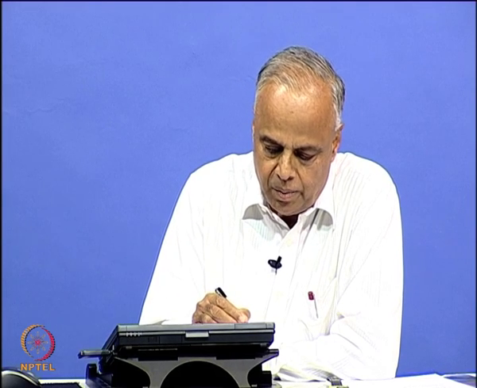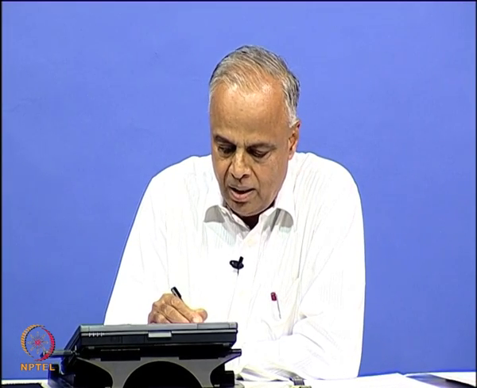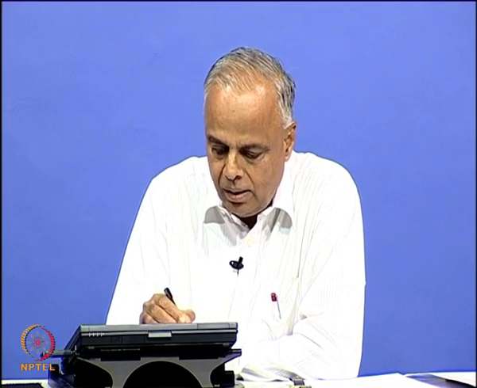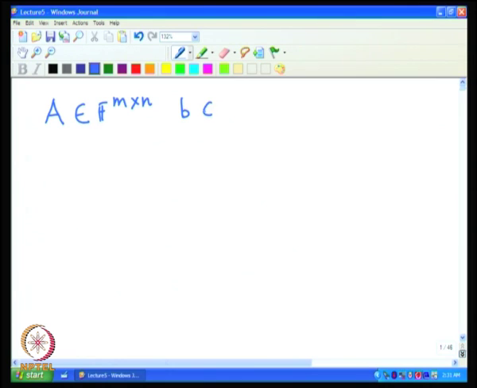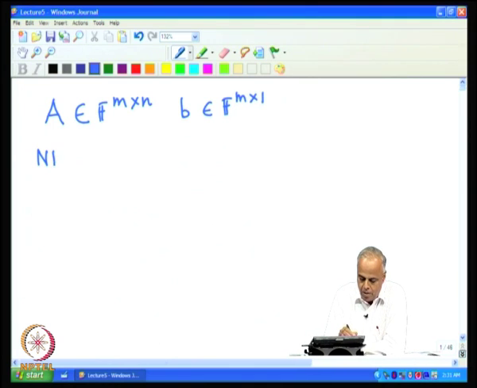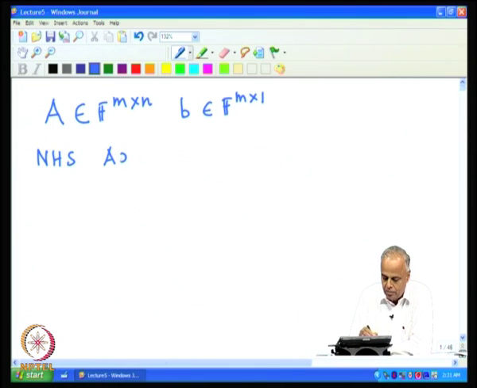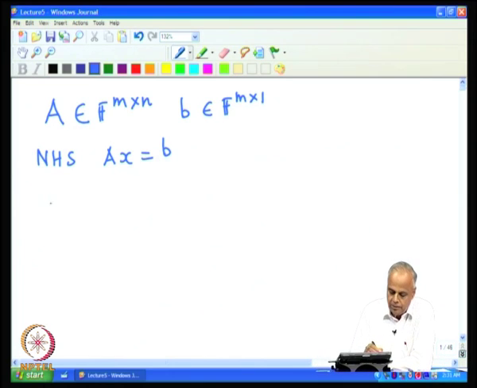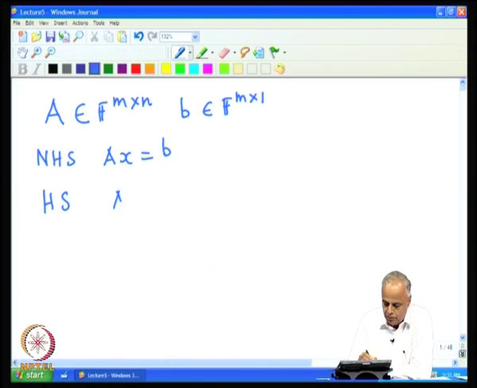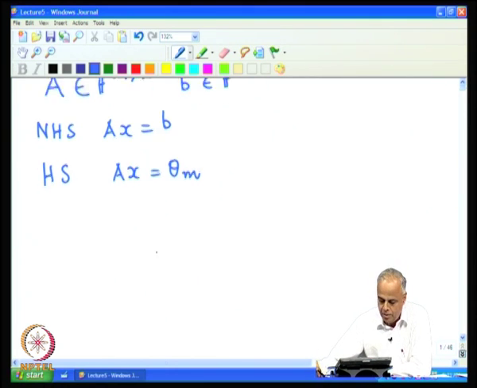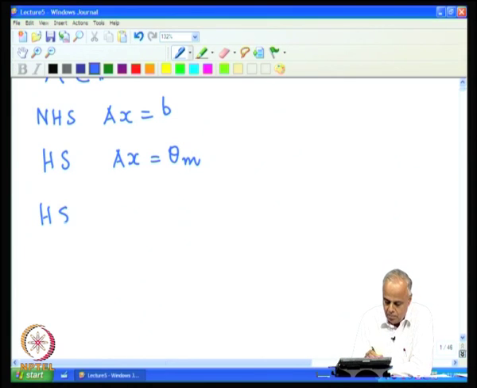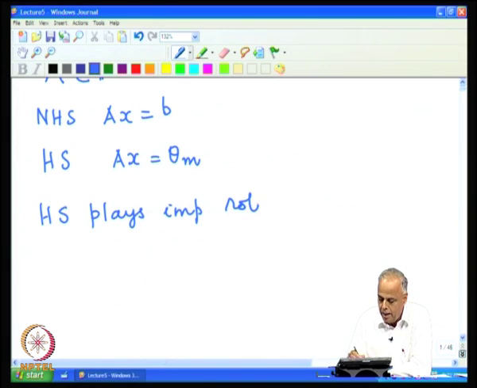In the last lecture, we have been considering a matrix A belonging to F m cross n and a matrix B belonging to F m cross 1, and we were interested in the non-homogeneous system A x equal to B. We considered the corresponding homogeneous system, which was A x equal to theta m. We had observed that the homogeneous system plays an important role in the analysis of the non-homogeneous system.